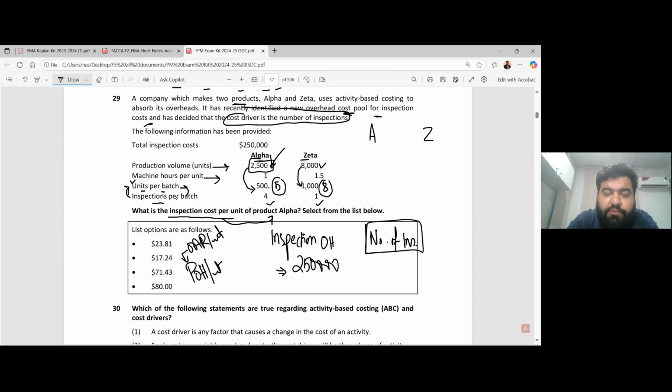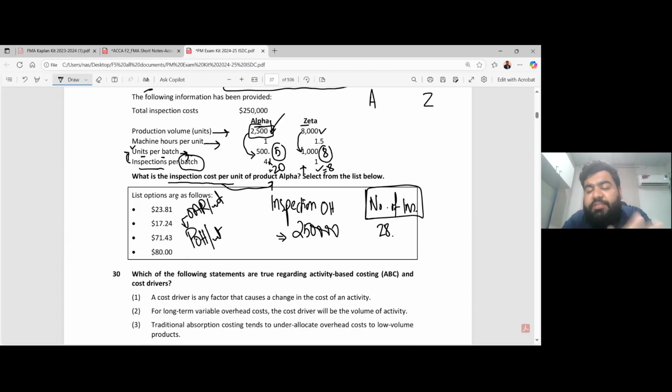Finally, we need the number of inspections. It's written inspection per batch, and we are now aware of the number of batches. So just multiply inspections by batches: 4 into 5, total number of inspections is 20; 1 into 8, total number of inspections is 8. So 20 plus 8 inspections are 28. Firstly, we have calculated the complete number of inspections in the business, which comes to 28.